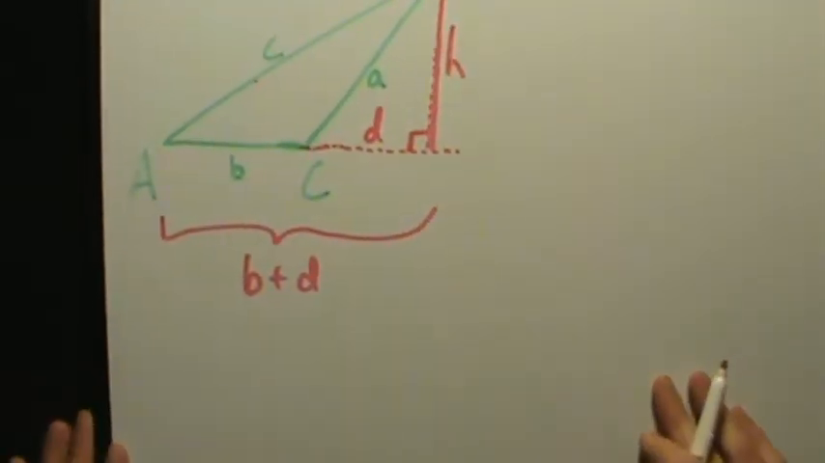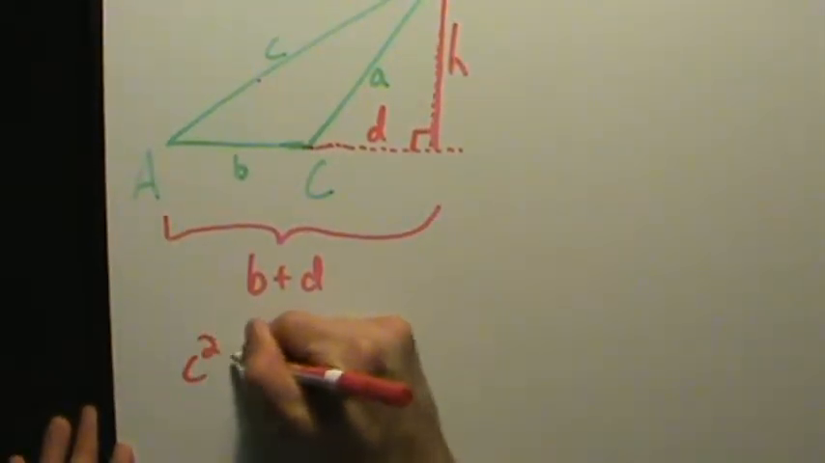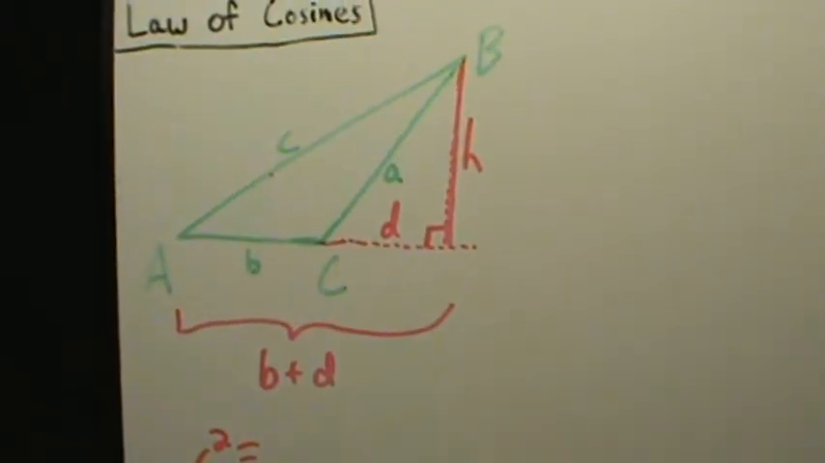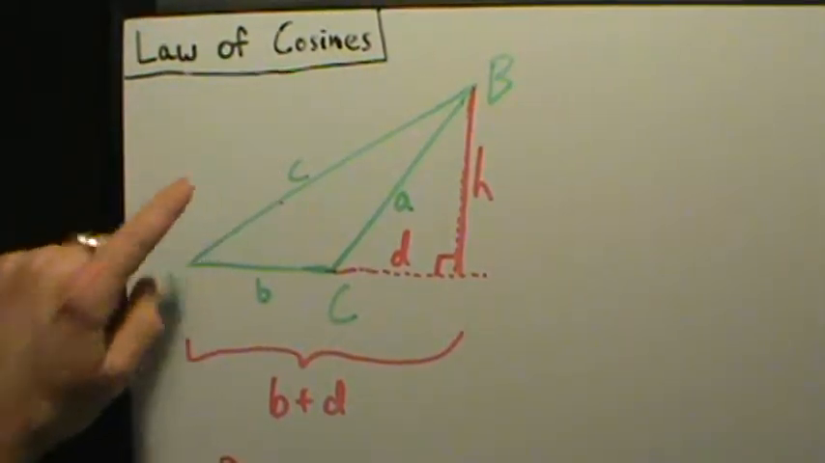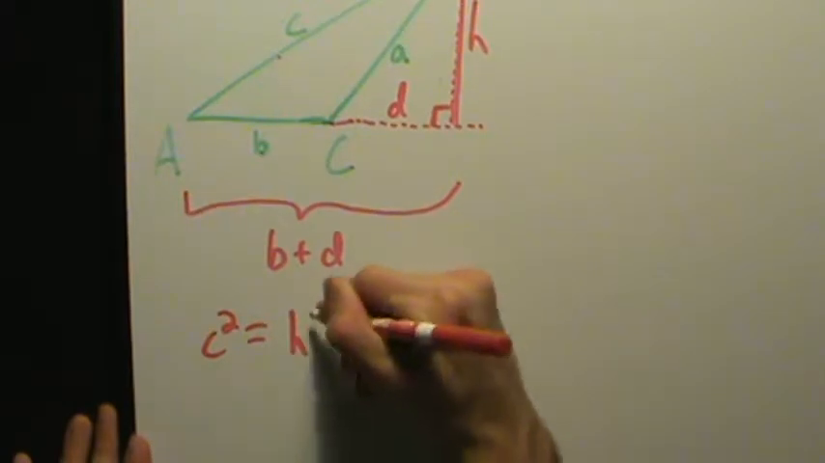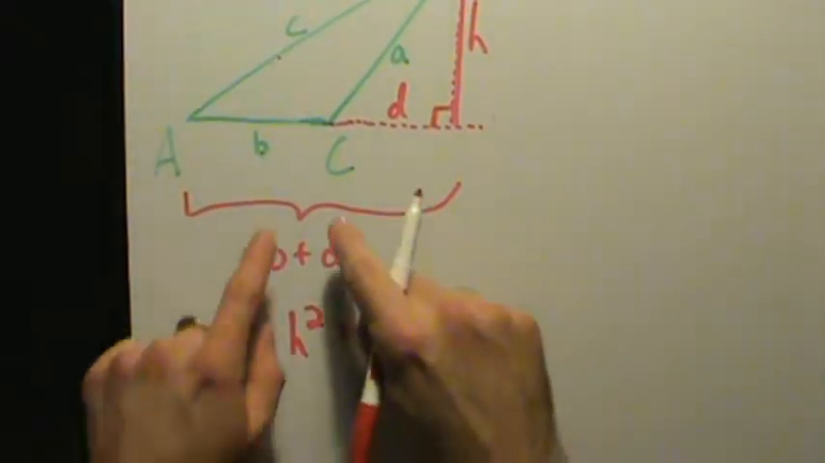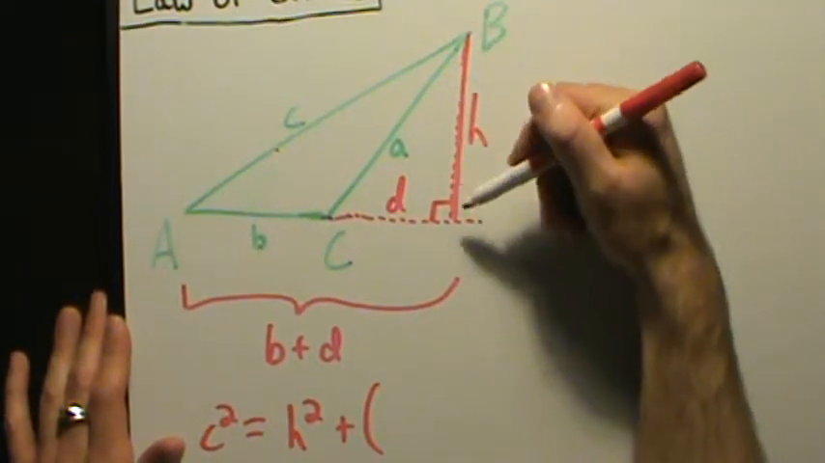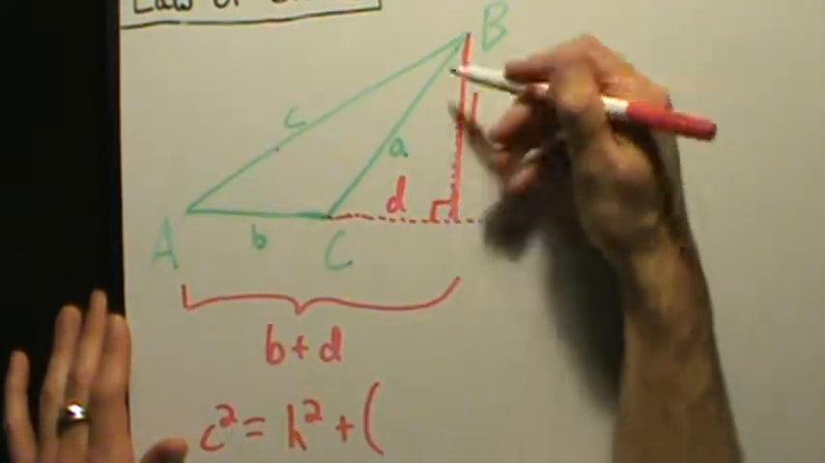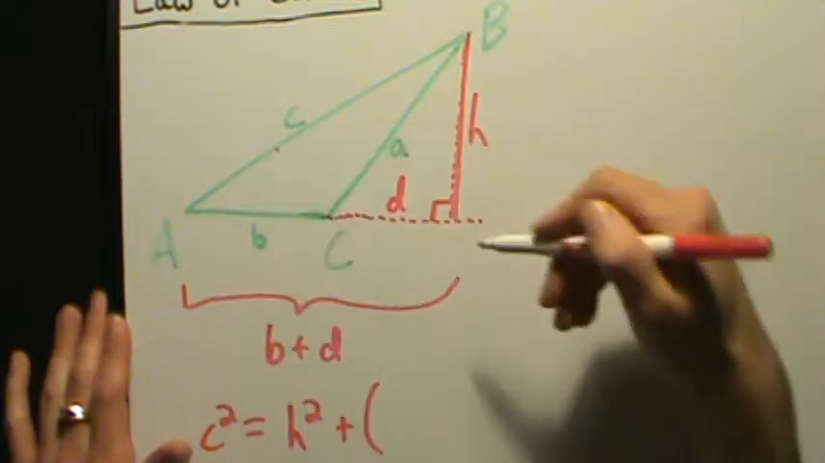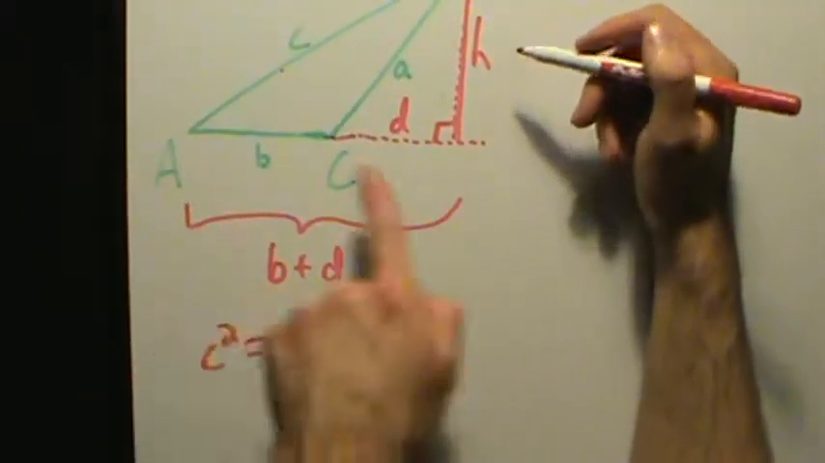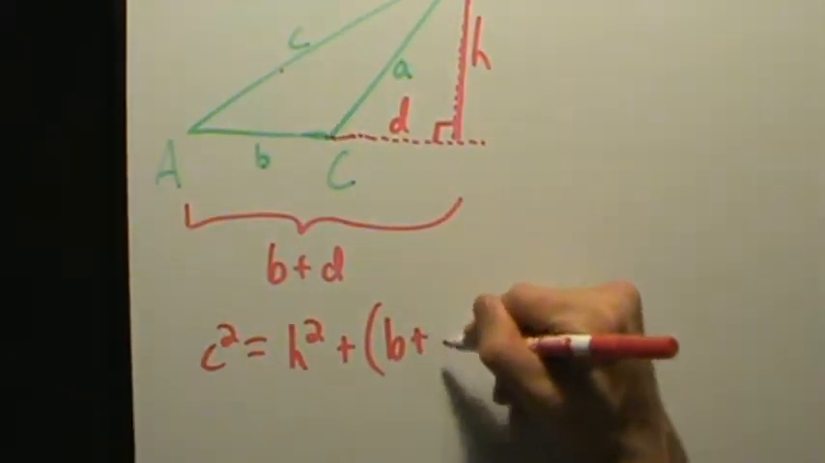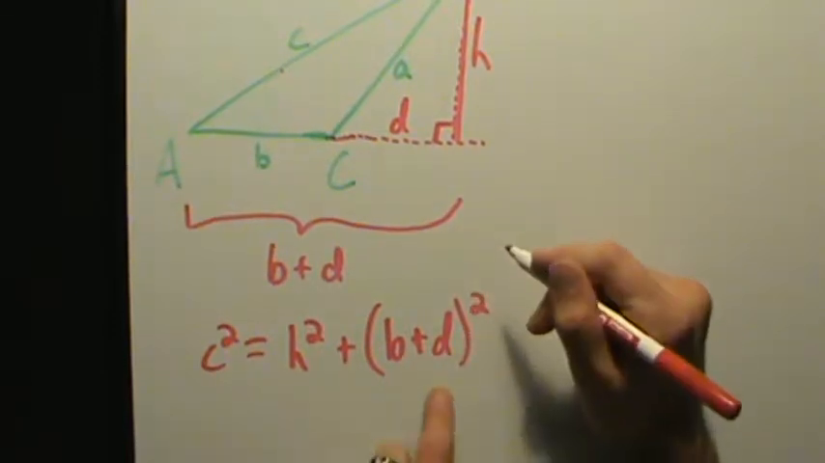So from the Pythagorean theorem, we have c squared, the hypotenuse, equals h squared plus, so this hypotenuse squared equals this side squared plus this side squared, and this side is h, this side is b plus d. So c squared equals h squared plus (b plus d) quantity squared.